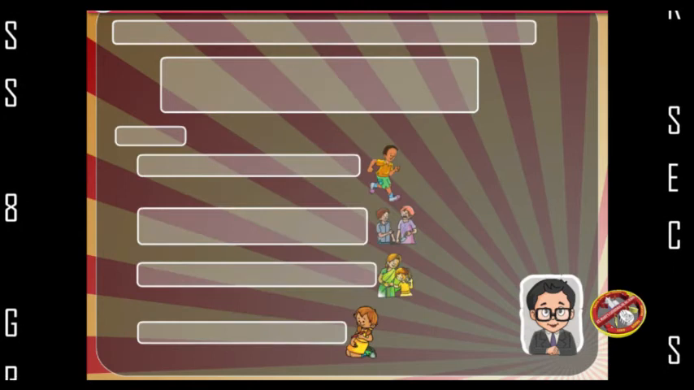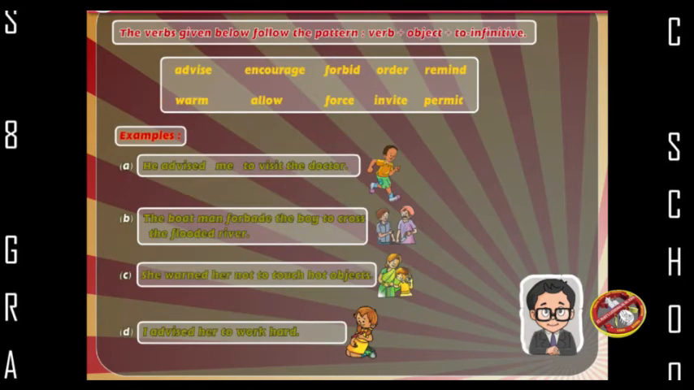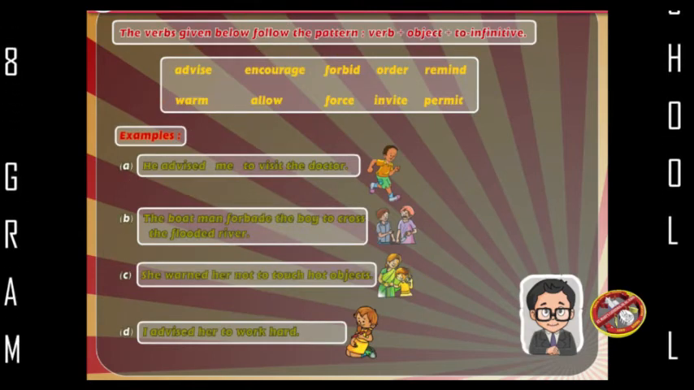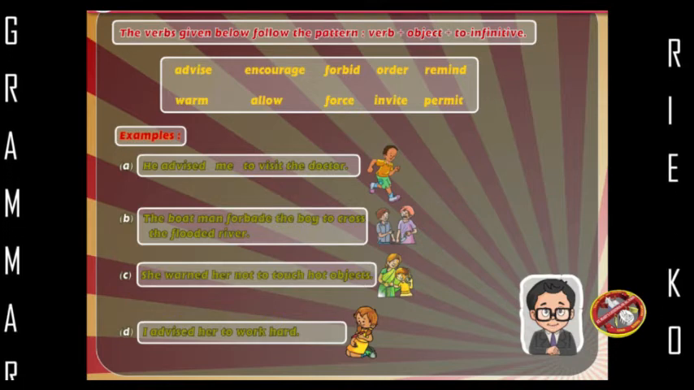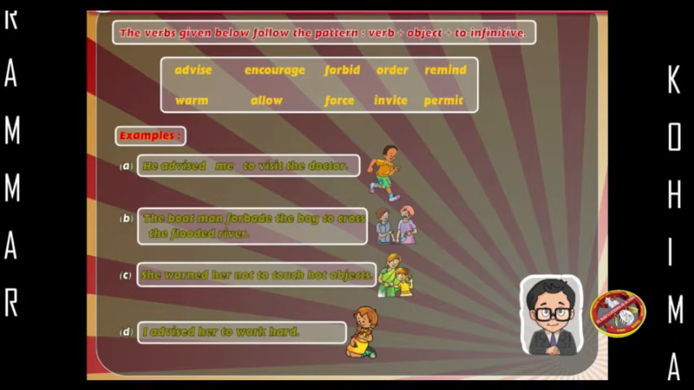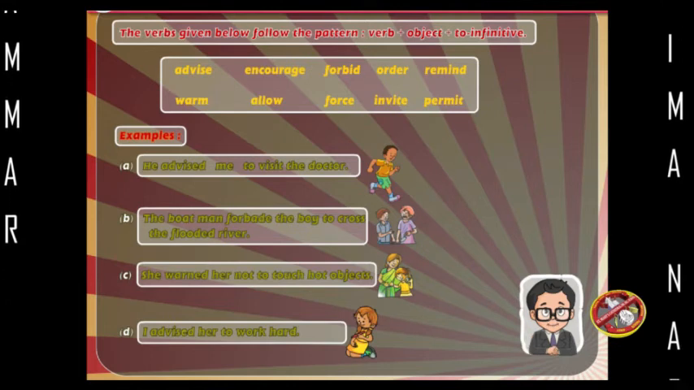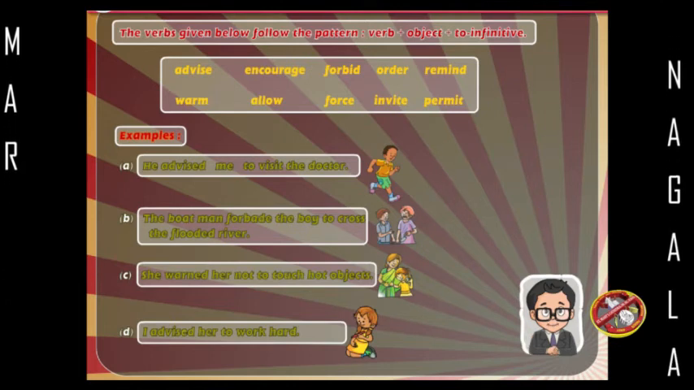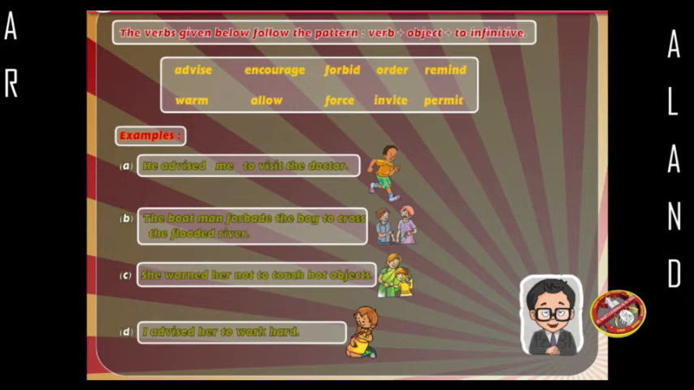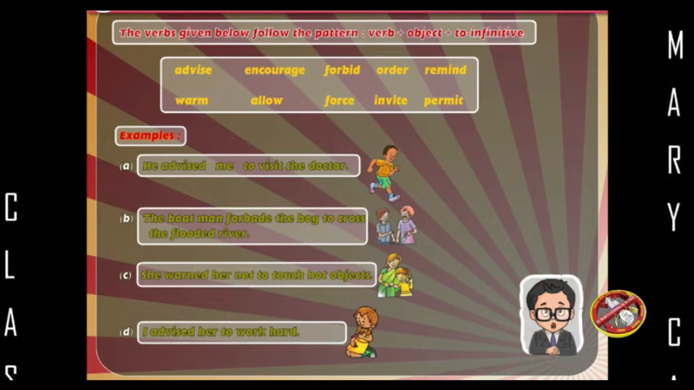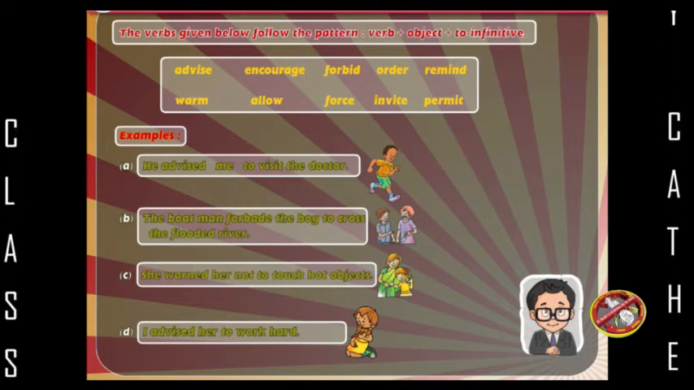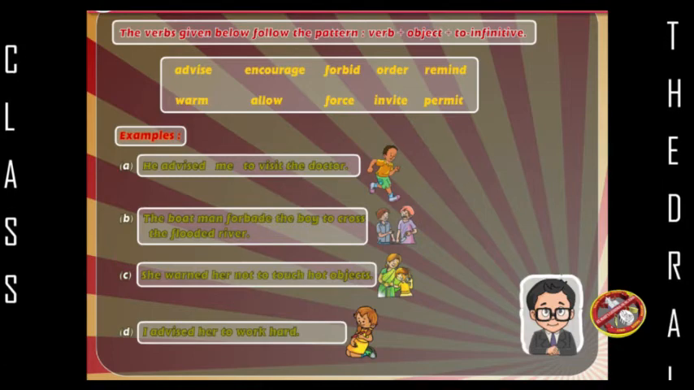The verbs given below follow the pattern verb plus object plus to infinitive. Advise, warn, encourage, allow, forbid, force, order, invite, remind, permit. Examples: he advised me to visit the doctor. The boatman forbade the boy to cross the flooded river. She warned her not to touch hot objects. I advised her to work hard.